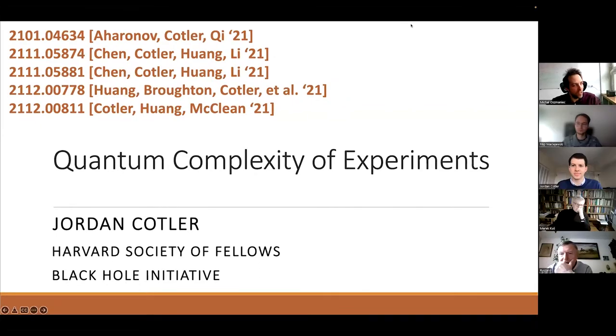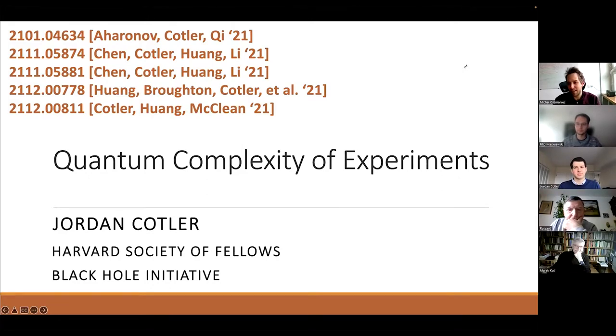Jordan is a prolific scientist working at the intersection of quantum information theory, many body physics, high energy physics, black hole physics, even about the latter topics I know not that much myself. But today, Jordan will be talking about some interesting line of research he was involved in that concerned combining complexity theory and experiments, or like complexity of experiments.